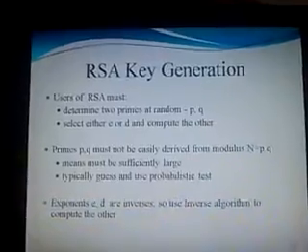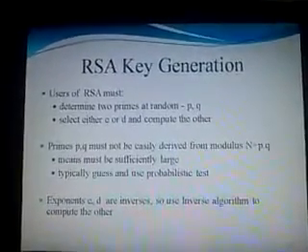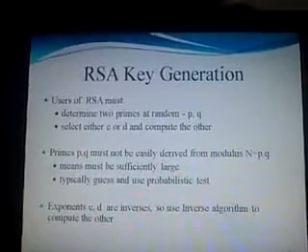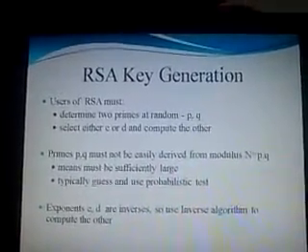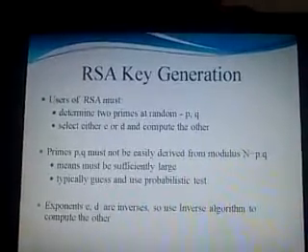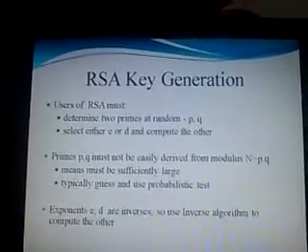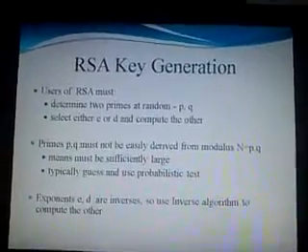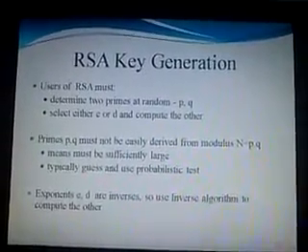RSA key generation. A user of RSA must determine two random primes p and q. The p and q should be large so that it will be difficult to find the prime numbers. Select either e or d and compute the other.